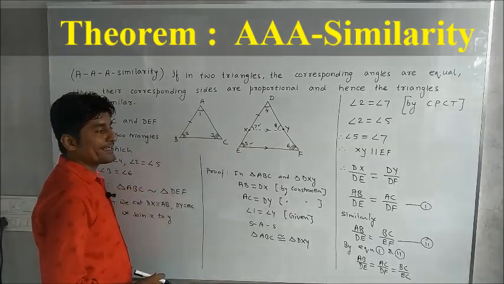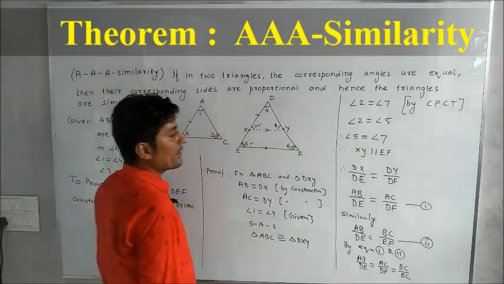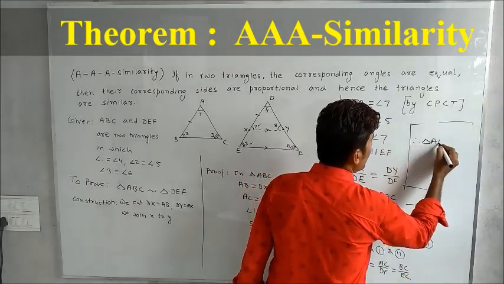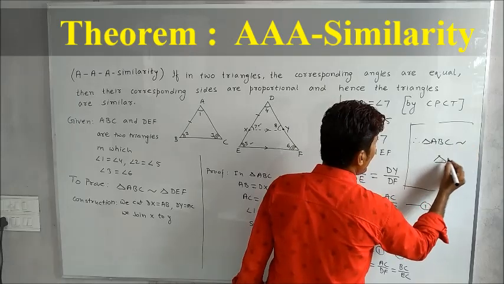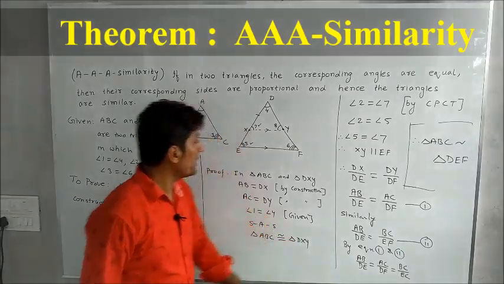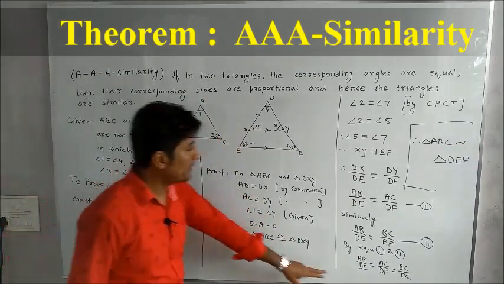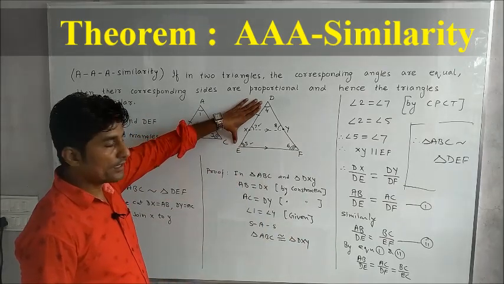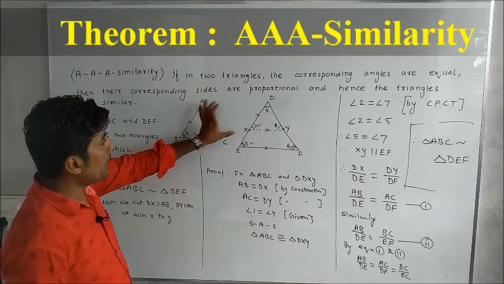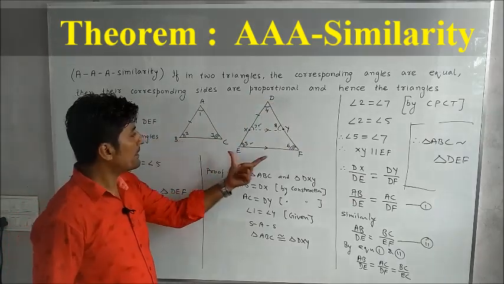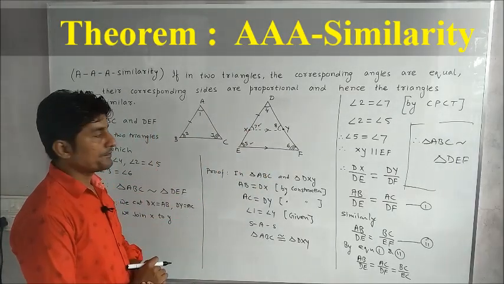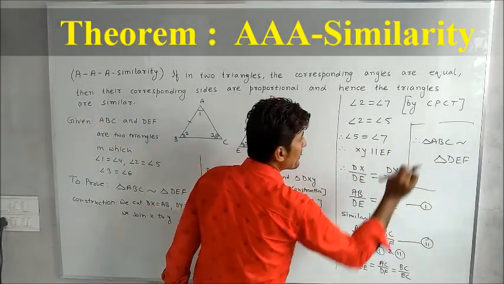Since the ratio of corresponding sides are equal, both the triangles will be similar. So finally we can write here, hence triangle ABC is similar to triangle DEF. Once again I am repeating, AB upon DE: AB is the side of this triangle, DE is the side of this triangle. Since the ratio of AB upon DE is equal to AC upon DF is equal to BC upon EF, the ratio of all three sides is equal, hence both the triangles will be similar.